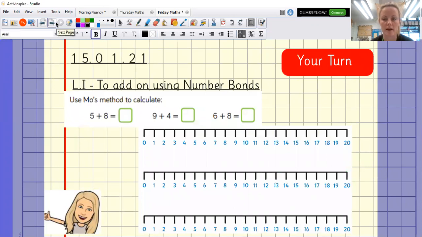Okay, so here are some examples for you. Have a go on your number lines and then we will go through them.